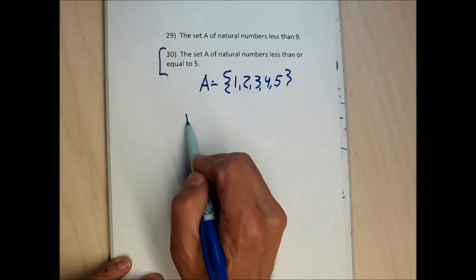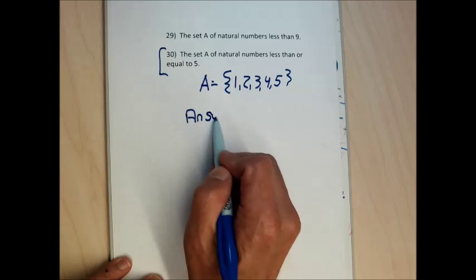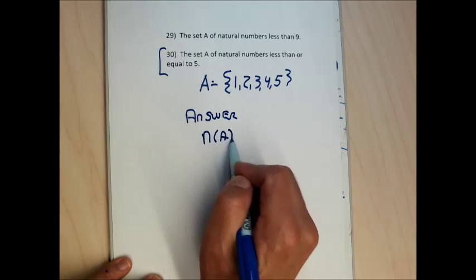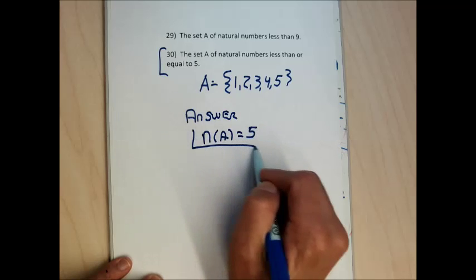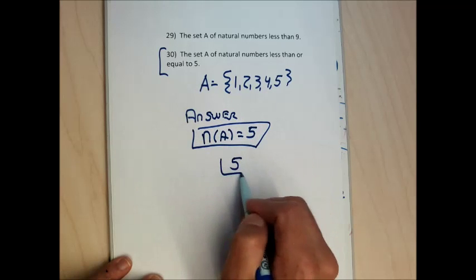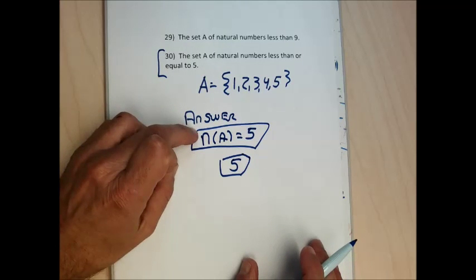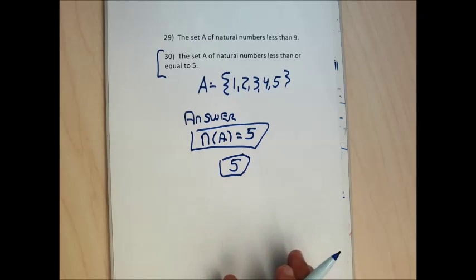My answer to problem 30, the number of elements in set A, there are 5 elements in that set. I could write 5, or I could write some words. I'm never going to write the words as a choice. Either I'm going to write a shorthand with a symbol, or I'm just going to write the number.